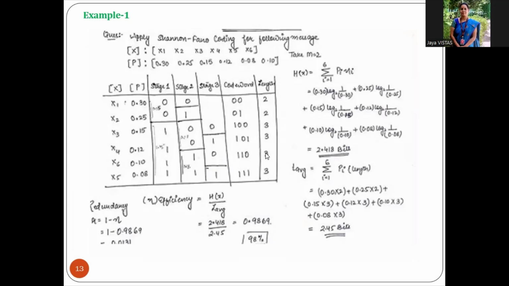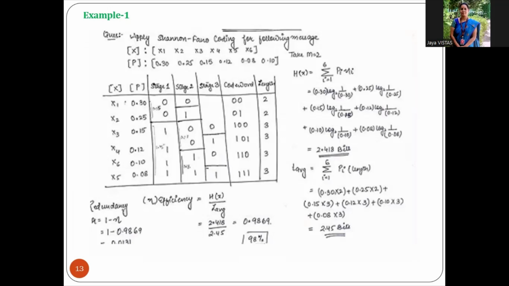Then after that we can calculate the entropy. The formula is the summation of i equal to 1 to 6, because totally there are 6 symbols, of p_i times log 1 by p_i, where p_i is the probability. First we put the probability of x1, 0.3, into log 1 by 0.3 to the base 2. You can calculate with log to the base 10, as I already told. Finally we get 2.418 bits for the entropy, or average information.